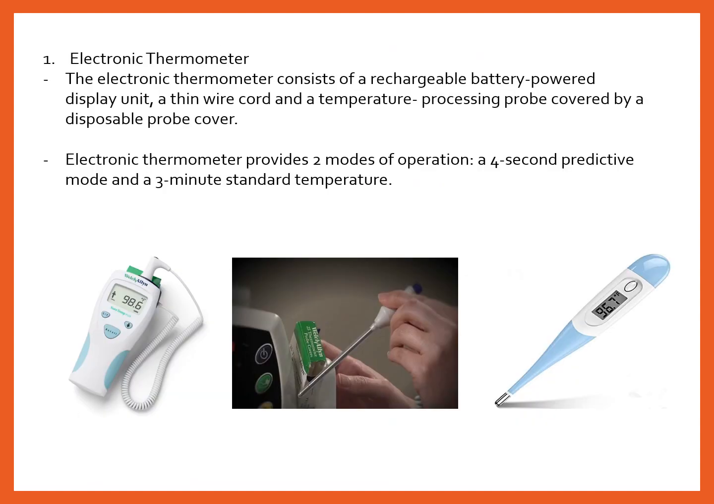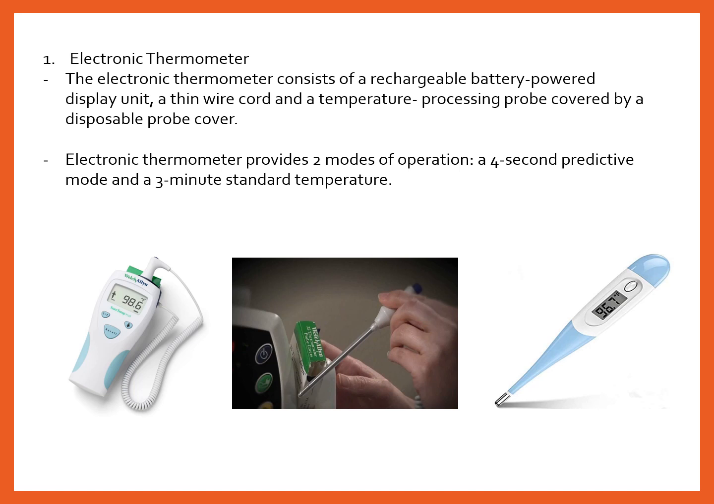So now, going back to electronic thermometers, the electronic thermometer consists of a rechargeable battery-powered display unit, a thin wire cord, and a temperature processing probe covered by a disposable probe cover. The electronic thermometer provides two modes of operation, a 4-second predictive mode and a 3-minute standard temperature mode. So we will try to cover all the available electronic thermometers in the market or used in different hospitals.